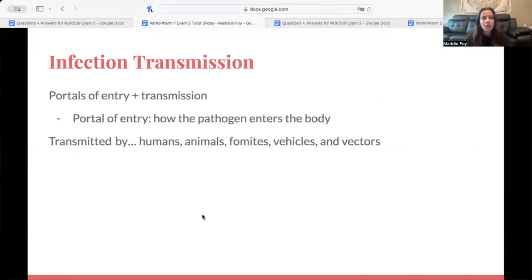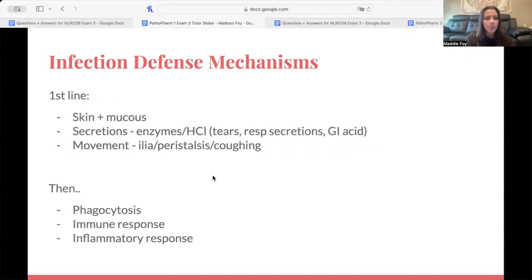Infection transmission, I'm not going to go super into detail on this. Portal of entry is how the pathogen enters the body. That's when we talk about those droplet, airborne, contact precautions. Those are just the different ways that a virus or an infection is transmitted. And then infections are transmitted by humans, animals, fomites, which are those inanimate objects like a desk or a doorknob, vehicles, and vectors. Vectors are like the insects, like mosquitoes or ticks would be examples of vectors.